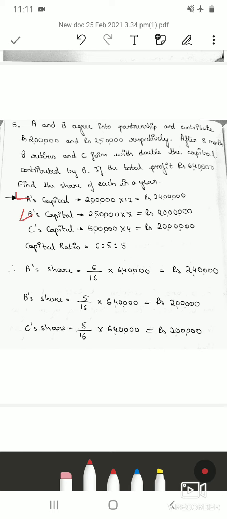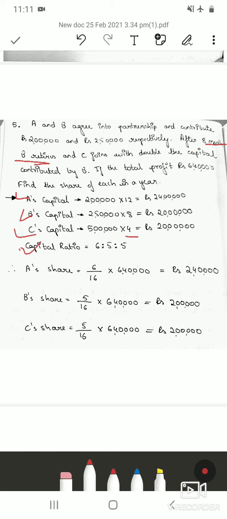B's capital is 2 lakh 50,000, but he retires after 8 months, so his capital will be for 8 months. So B's capital is 2 lakh 50,000 into 8, which is 20 lakhs rupees. And C joins with double the capital contributed by B. The double of B's capital is 2 lakhs 50,000 into 2, which is 5 lakh rupees, and C's capital will be for the remaining 4 months because B retires at 8 months. Therefore, C's capital will be 5 lakhs into 4, which is 20 lakh rupees. So we got the capital of A, B and C.